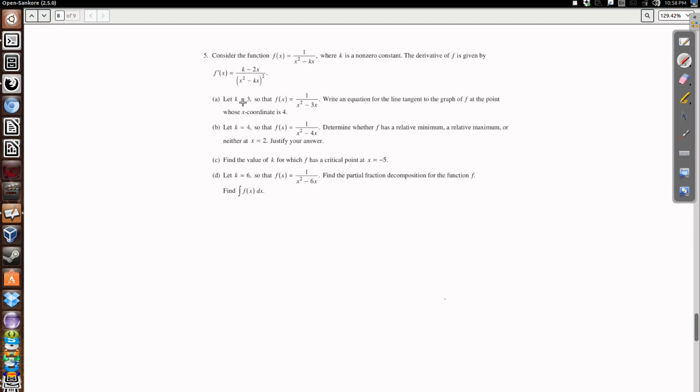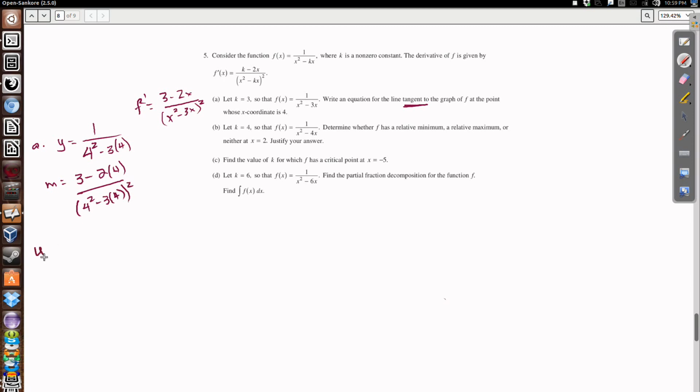On part A, they're saying let k equal 3, so this is now our function. And if k equals 3, then it's important to note that f prime is really 3 minus 2x over x squared minus 3x quantity squared. It's going to be important because if we're looking for a tangent line, we're going to need to find the slope. So for part A, I know that y is going to be equal to 1 over x squared minus 3 times x. And no, I'm not going to simplify that. And my slope is equal to 3 minus 2 times x over x squared minus 3 times x squared, and no, I'm not going to simplify that.